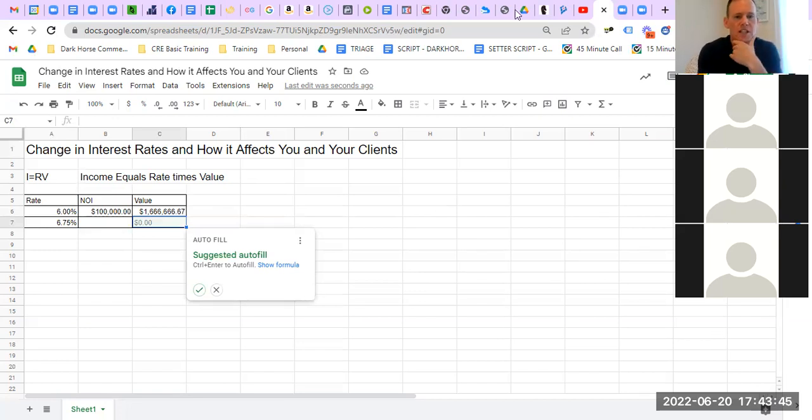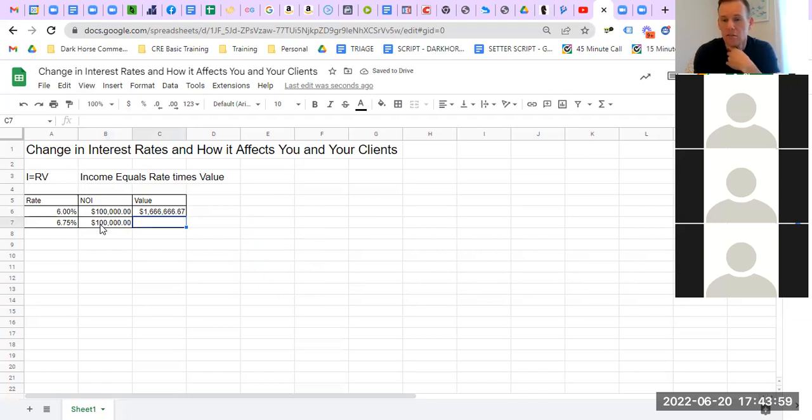Okay, cool. Here's the next thing, guys. Let's take that exact same building, the exact same $100,000. Guess what? Last week, that building was worth 1.6 million. A week ago today, last Monday, before the interest rate increase.